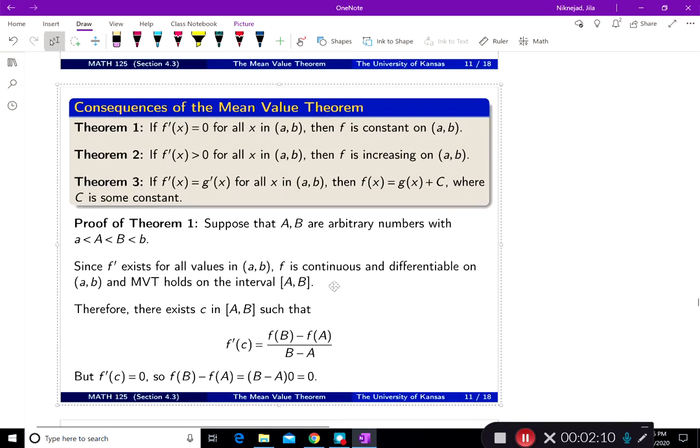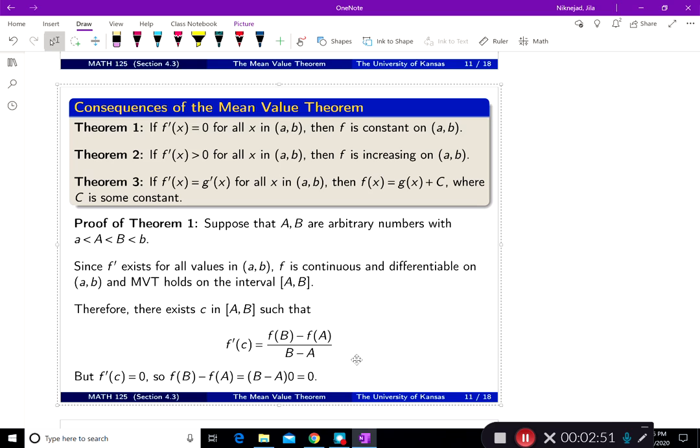If we write the mean value theorem for a and b, we get that there is a point c between a and b such that f prime of c is equal to the average rate of change between a and b. But then f prime of c is going to be 0, by the hypothesis. Therefore, if I multiply both sides of the equation by b minus a, I will get that f of b minus f of a is going to be 0. That is, f of a is going to be equal to f of b.